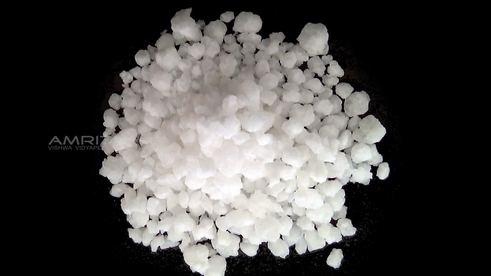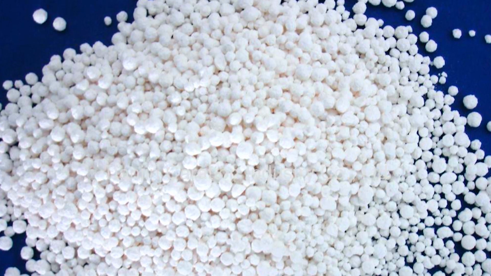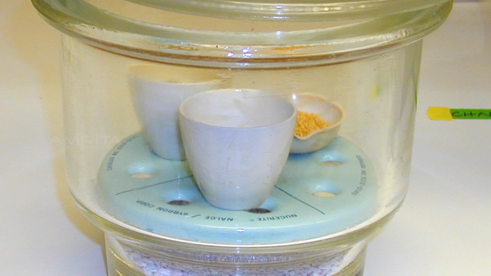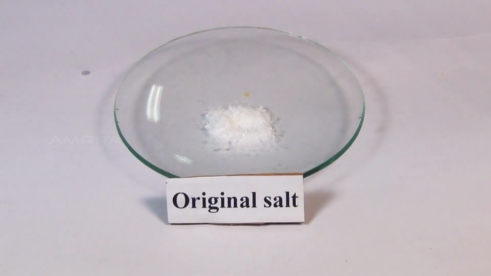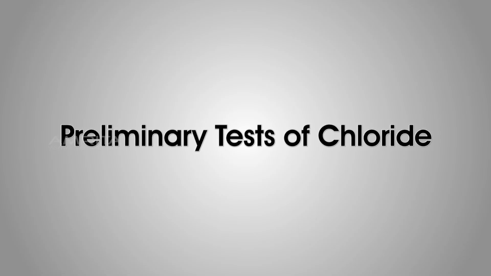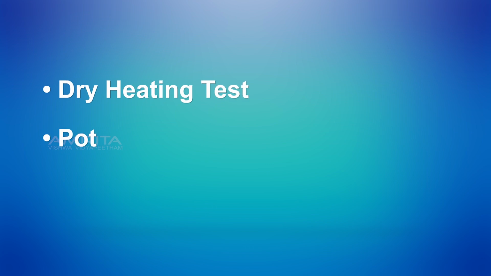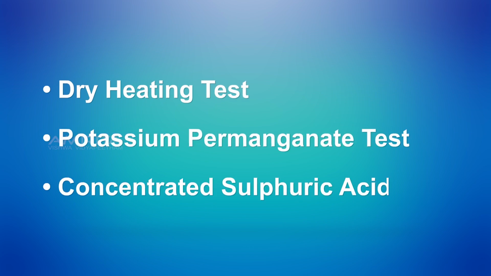Another important example of chloride is calcium chloride, used as a desiccant in laboratory desiccators to maintain a dry environment. Our aim here is to test the presence of chloride ion in a given salt. Let's look at the preliminary tests of chloride. The preliminary tests are dry heating test, potassium permanganate test, concentrated sulfuric acid test.